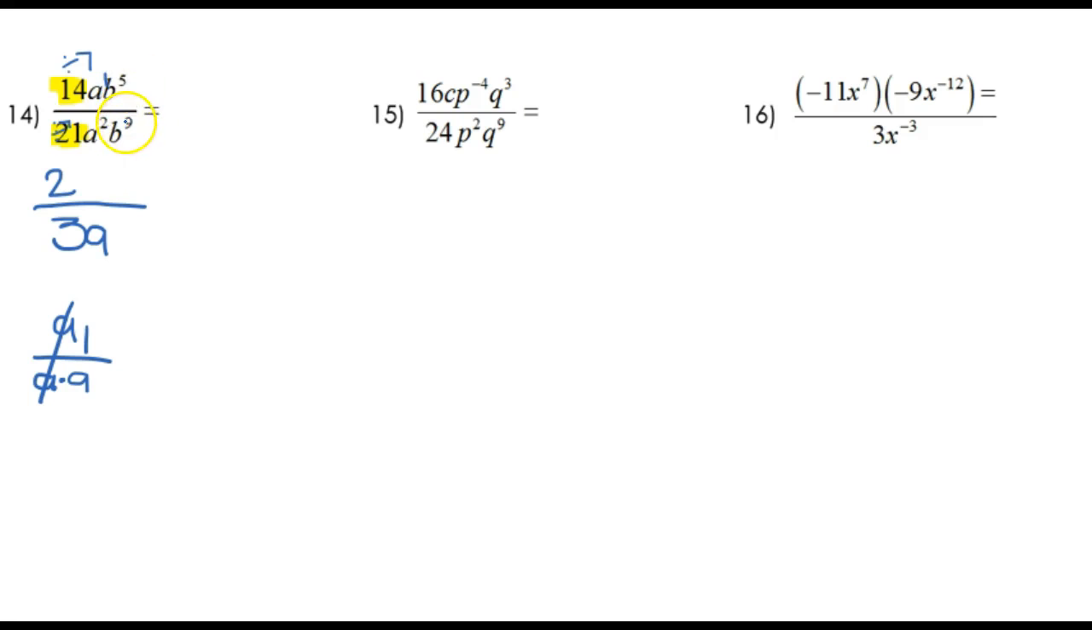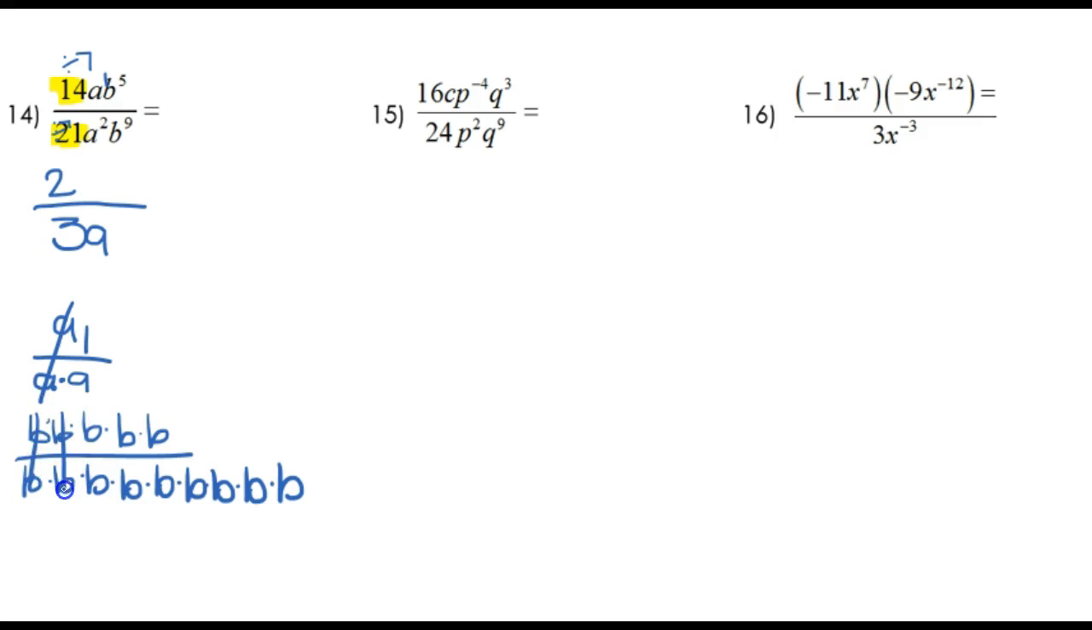B to the 5th divided by b to the 9th. Same thing here. If we have 5 b's divided by 9 b's, the 5 will cancel out, and I'm just left with 4 b's in the denominator, so that's b to the 4th power. That's our answer there.